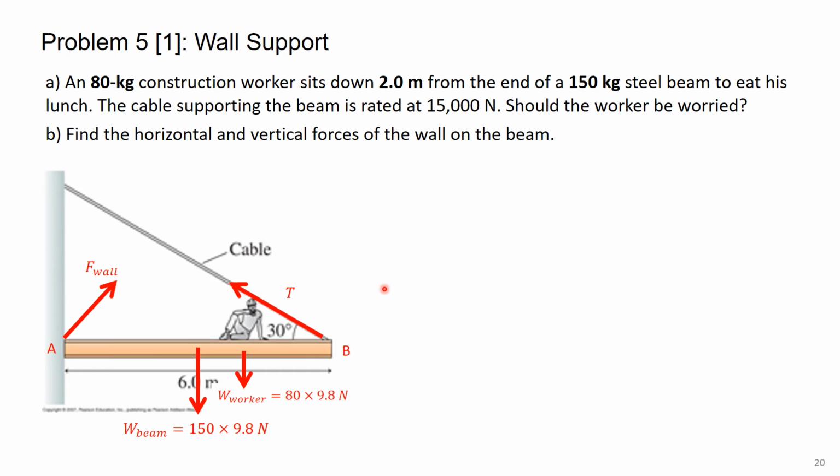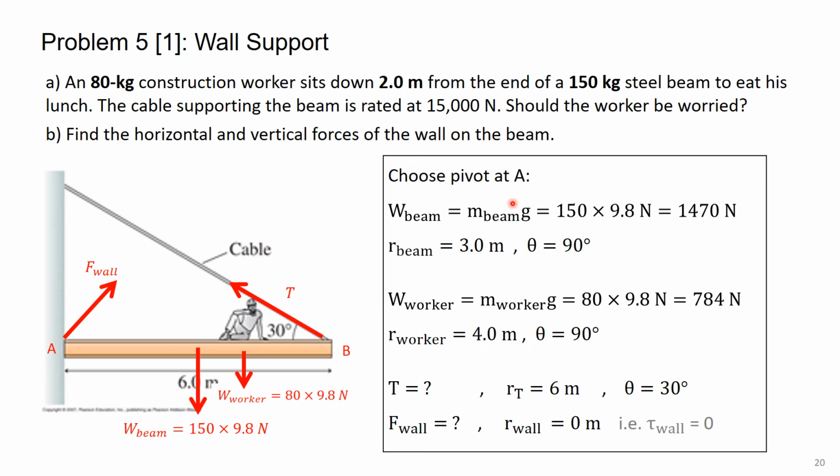So using this free body diagram, we choose a pivot. Where do we choose a pivot? Let's look at the forces. There are 4 forces: 2 weights, the tension and the force of the wall, and we are trying to calculate the tension. That means you want to eliminate the other unknown force, the force of the wall. So you have to choose a pivot where the force of the wall is applied. That's at point A. So you choose a pivot at point A, and then calculate these quantities.